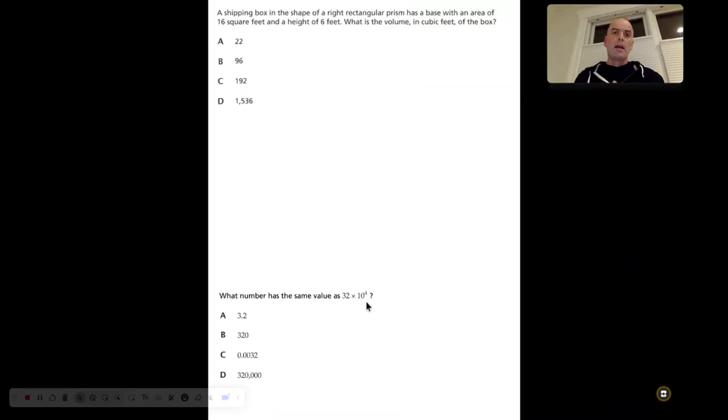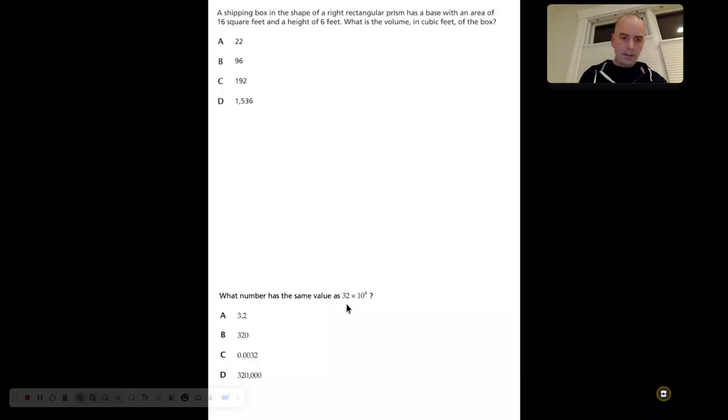All right. A shipping box in the shape of a right rectangular prism has a base with an area of 16 square feet and a height of 6 feet. What is the volume in cubic feet of the box? These are actually really easy problems, but I need to tell you a little bit about area and volume.